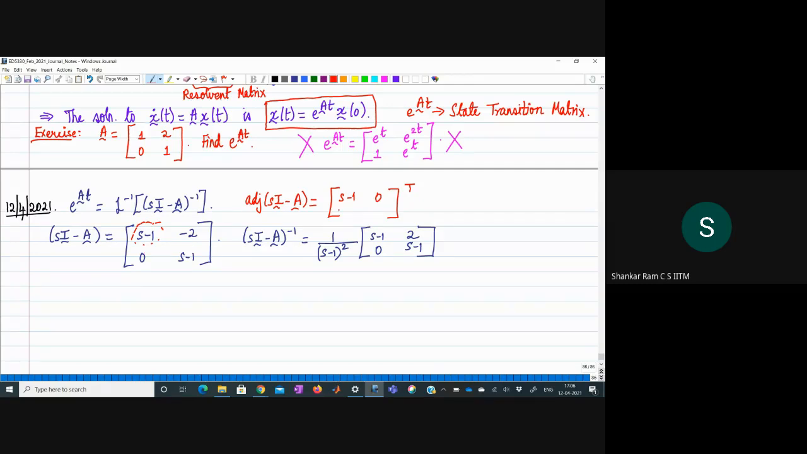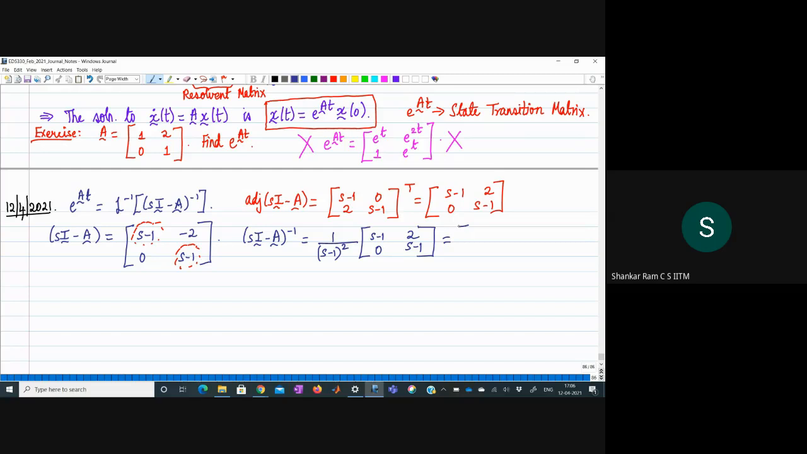For 0, it will be plus 2. Why? Because of the sign; we need to take the sign as minus. And then for s minus 1, once again, it will be s minus 1. In this particular case, please note that both these elements happen to be s minus 1, but that need not be the case in general, so let's keep that in mind. Now if I transpose this matrix, you will get s minus 1, 2, 0, and s minus 1. I hope it's clear how we got the adjoint matrix.